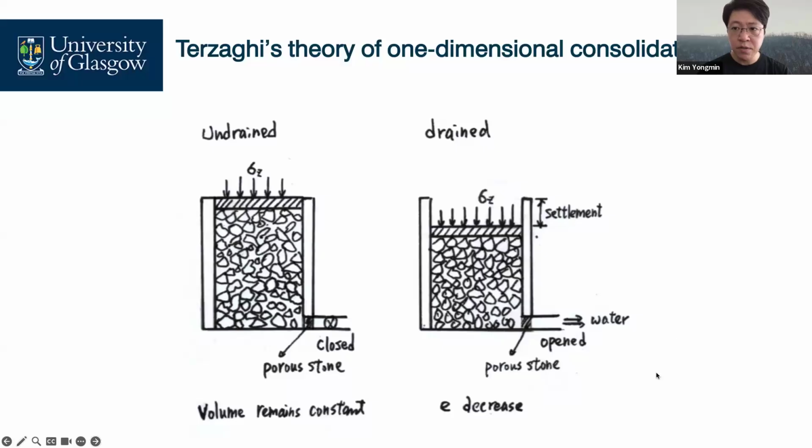This is the consolidation phenomenon. We apply certain loads, and the water supports them at the beginning and then gradually drains out, and your soil particles become densely packed, causing settlement. But sometimes water still remains inside. What has happened?